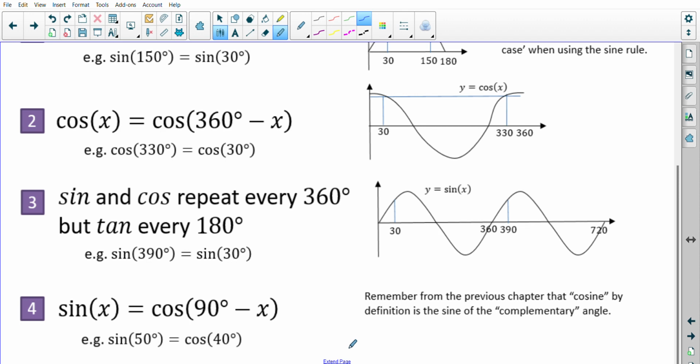Why does that work? Well, from the previous chapter you were introduced to cosine, so the cosine rule. The longhand way of saying that is complementary sine. So you're doing the complementary angle of sine.